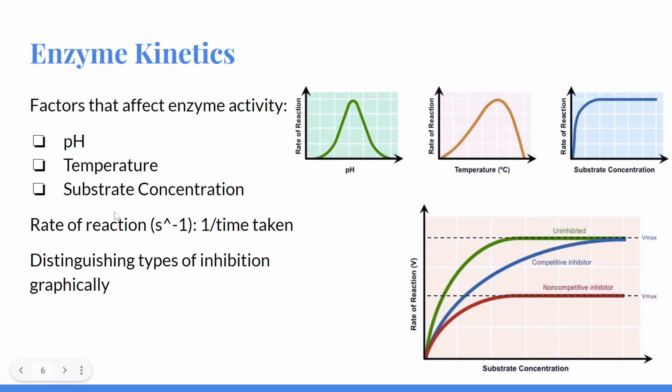Now we're going to transition to talking about kinetics. There are three main factors that affect enzymatic function and activity. The first is pH. You want an optimal pH. You don't want too much in either direction, just in the middle, because if it's too acidic or too basic, it's going to interfere with the active site and cause denaturation, which can affect the secondary and tertiary structure of an enzyme.